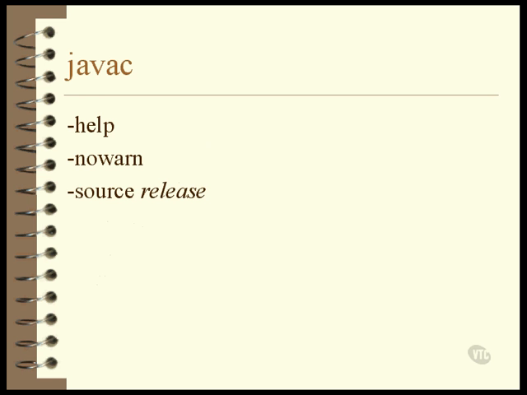This enables support for compiling source code containing assertions. Setting release to 1.4 allows assertions in the code. Setting it to 1.3 disallows them. This specifies the directories in which the compiler will look for source files. It's a list of directory names separated by semicolons. A location can also be a jar or a zip file.